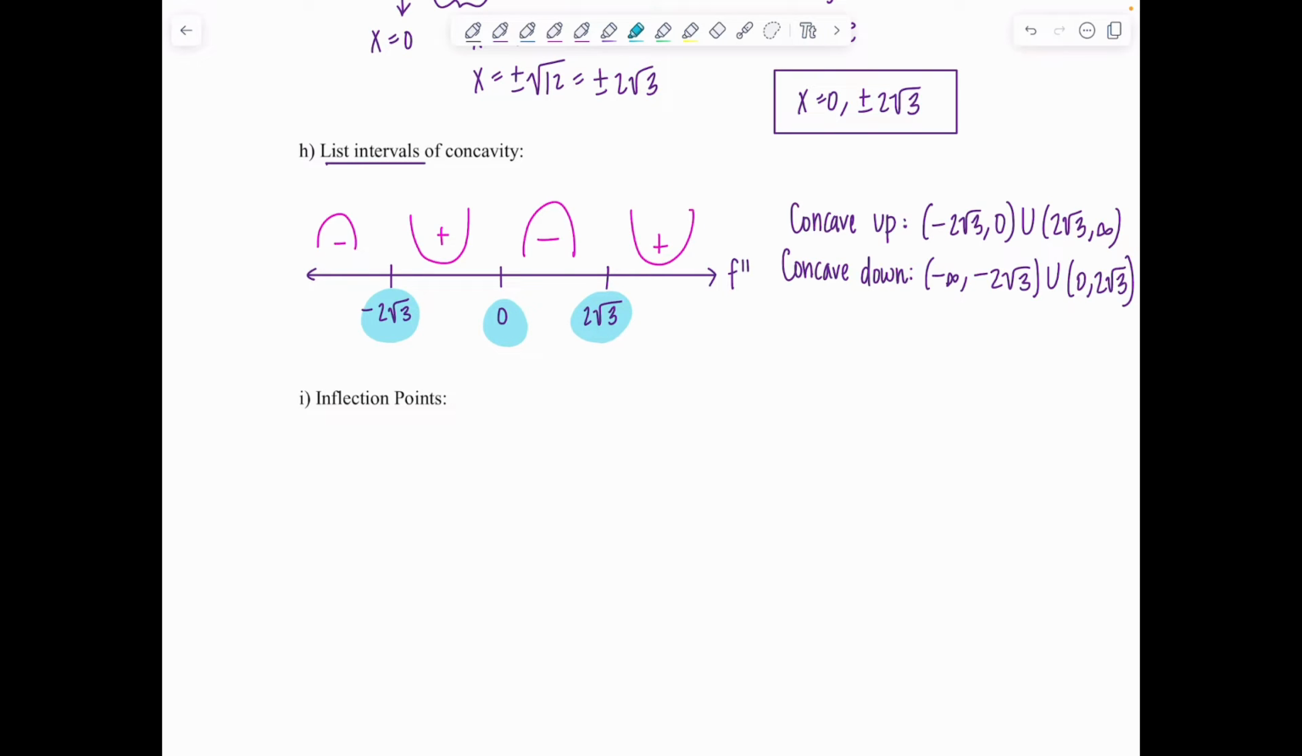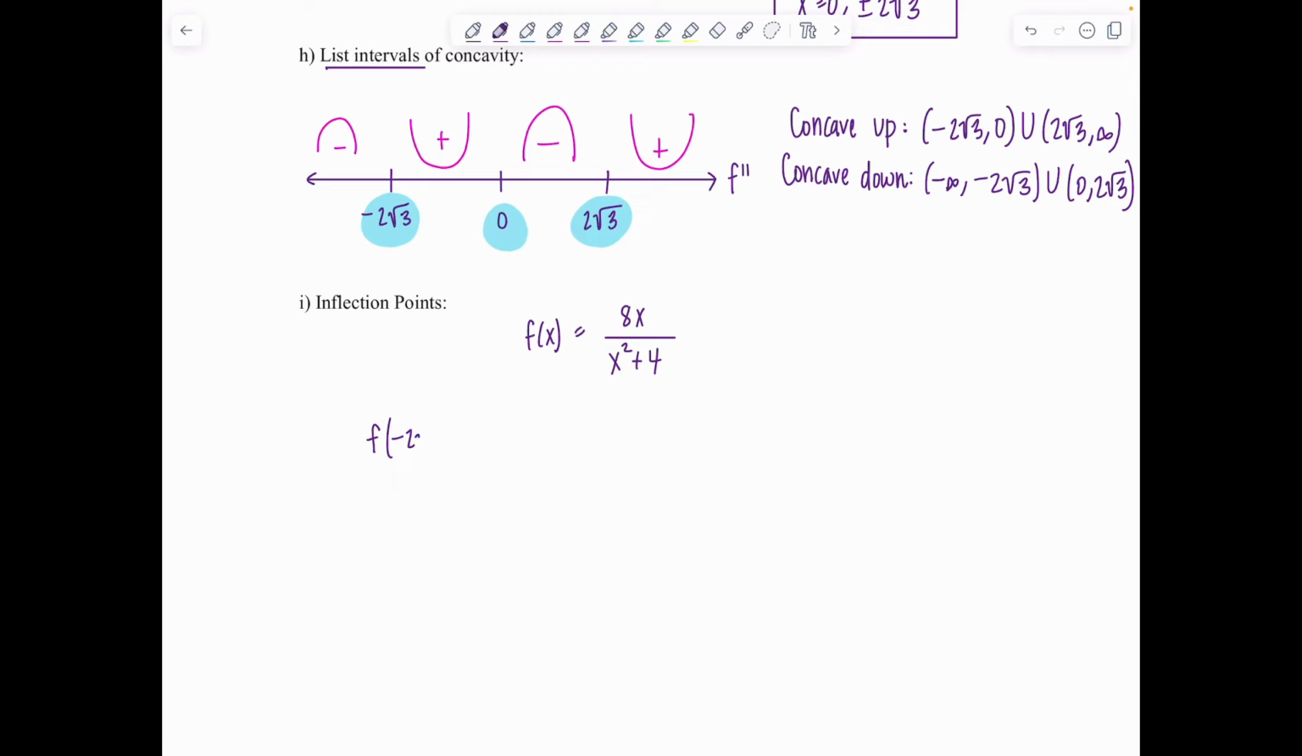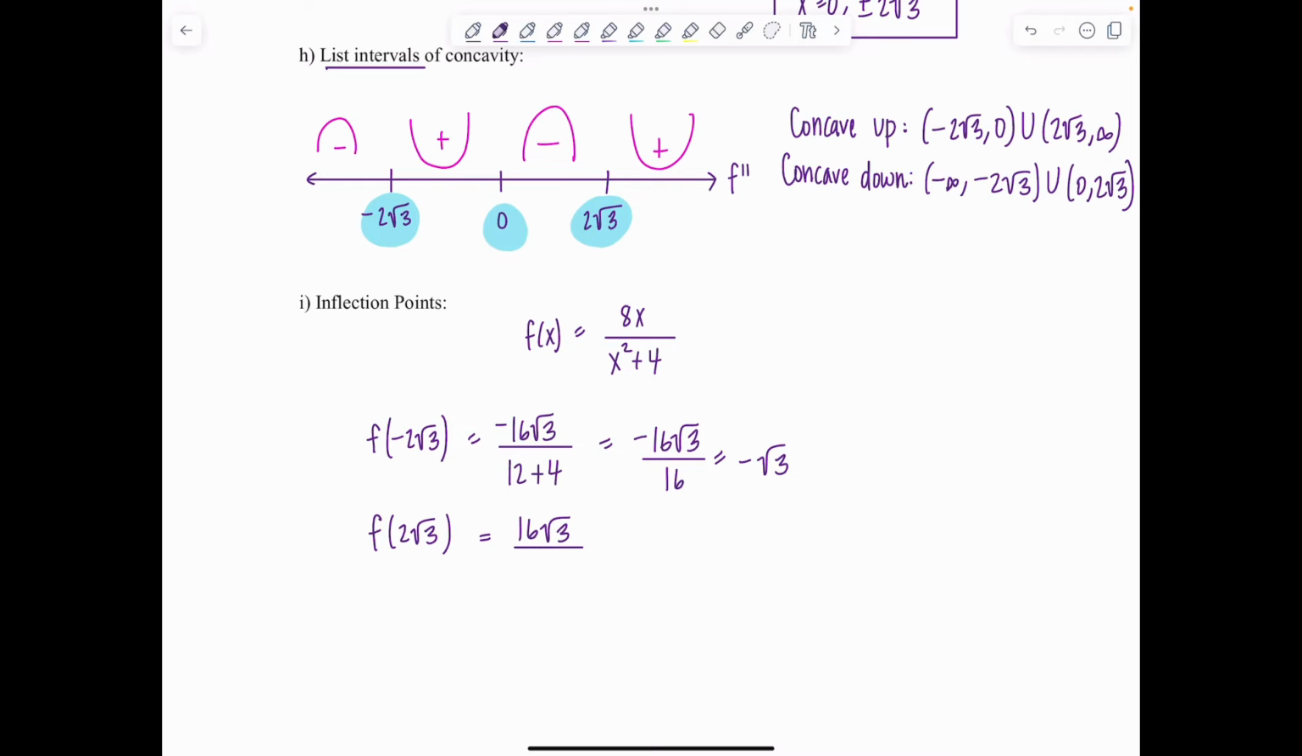So we need to find the y values. So let me go ahead and do that. Remember, f of x was 8x over x squared plus 4. So f of negative 2 rad 3 would be 8 times negative 2 rad 3. So that's negative 16 rad 3 over x squared. Well, negative 2 rad 3 was one of the square roots of 12. So this is 12 plus 4. So negative 16 rad 3 over 16. So negative rad 3. And then similarly, positive 2 rad 3 would just be positive 16 rad 3 up top over 16. So rad 3.